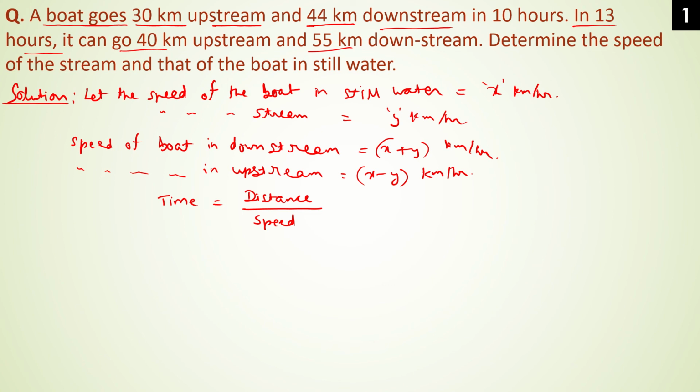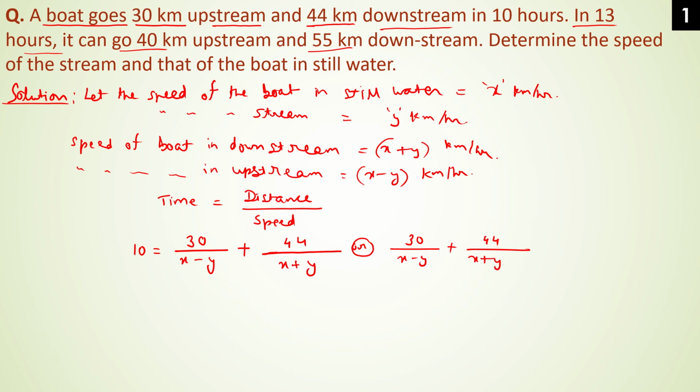So, here in the case 1, time is 10 hours and the boat goes 30 kilometers upstream. So, distance is 30 and speed is x minus y. Further, it moves 44 kilometers downstream with a speed of x plus y. So, it can be written as 30 upon x minus y plus 44 upon x plus y equals to 10.